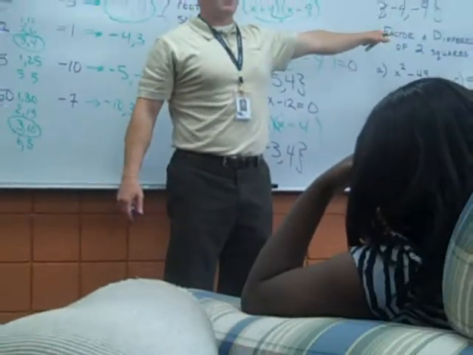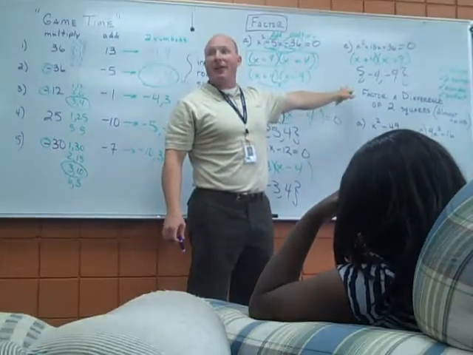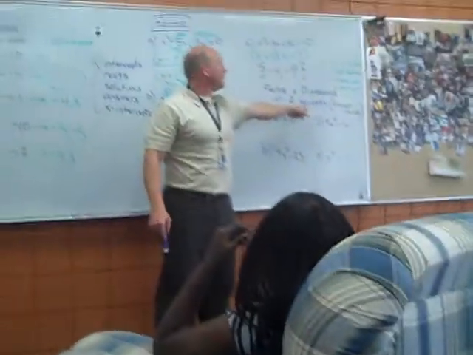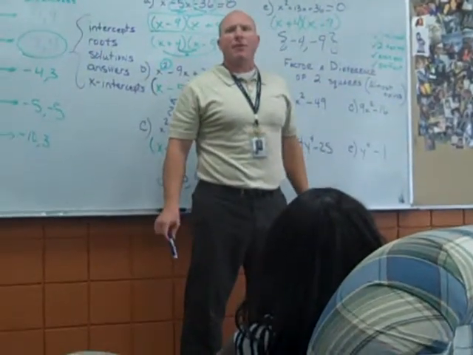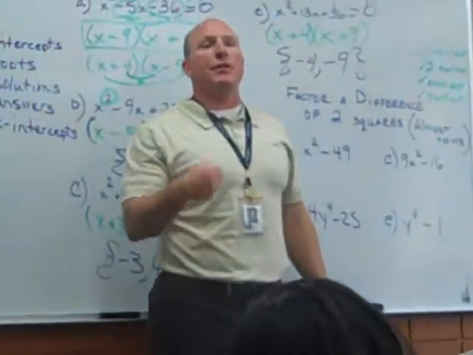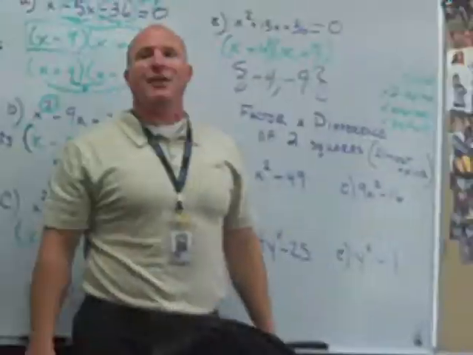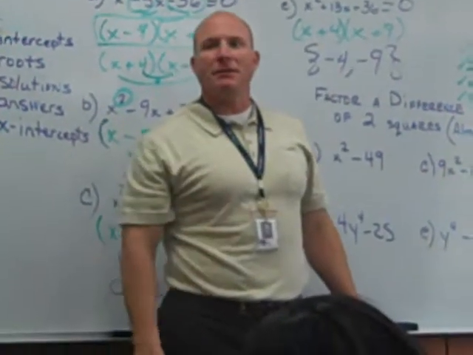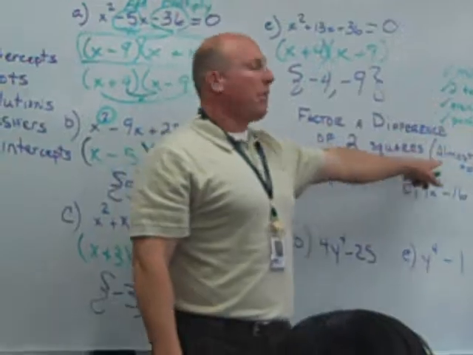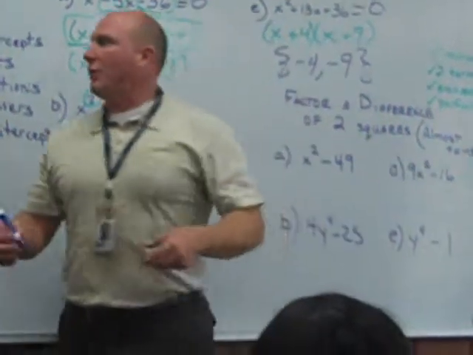Now, I'm going to talk about one other type of factoring. This is called a difference of 2 squares. I also call them almost twins. Did you know that somewhere in the world there's an exact replica of you? I know, but isn't that amazing? I had to get it on film. So, almost twins. Take a look.